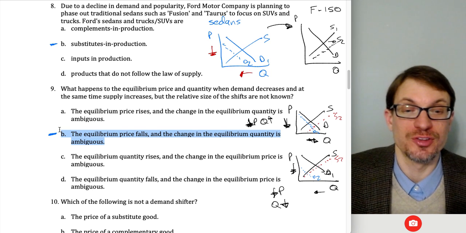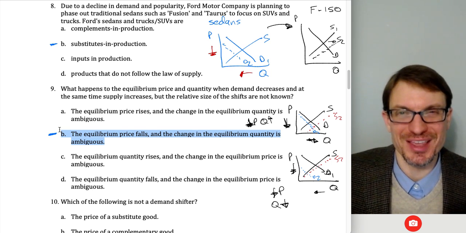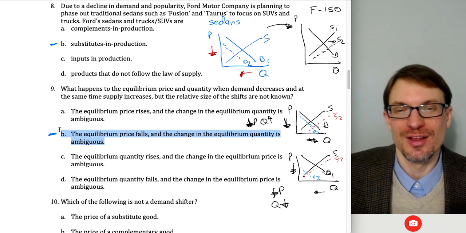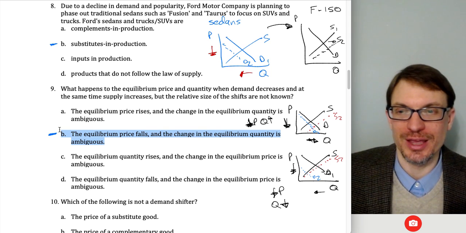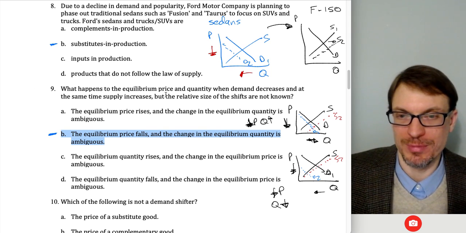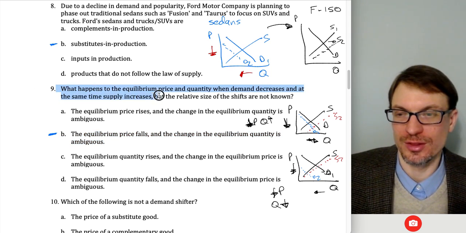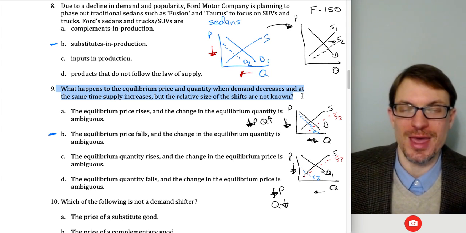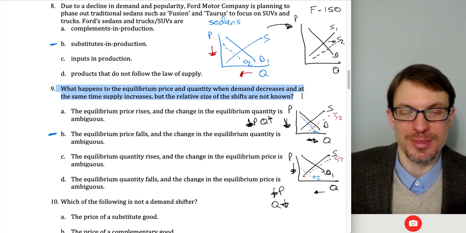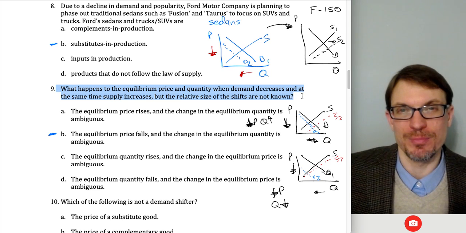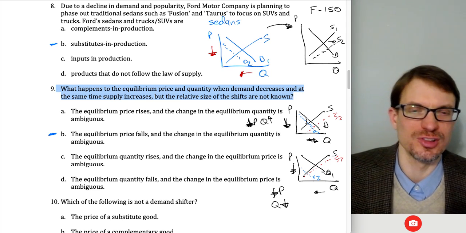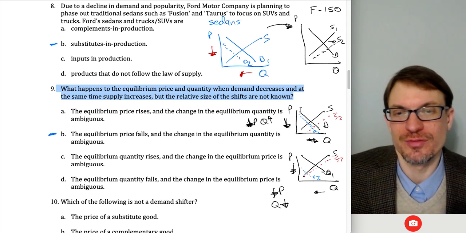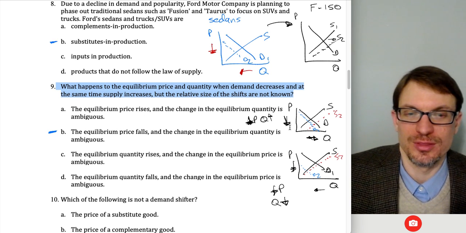I wouldn't memorize the pictures. I'd memorize how to make the pictures. What did I do here? Well, I drew the demand and supply curves doing what I've been told in the description. And then I paired them up where demand got the big shift in the bottom picture and supply got the big shift in the top picture. So this is literally like the big-small method from the text, but I don't know.